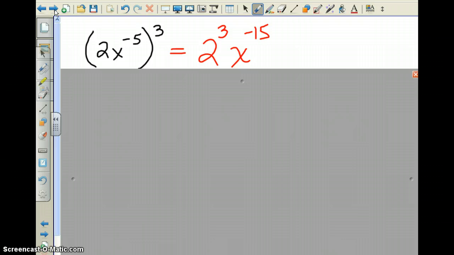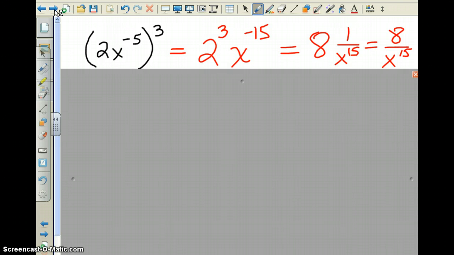And then as we simplify this, 2 cubed, 2 times 2 times 2 makes 8. And x to the negative 15 is really 1 over x to the positive 15, which I could rewrite this all as 8 over x to the 15th power.